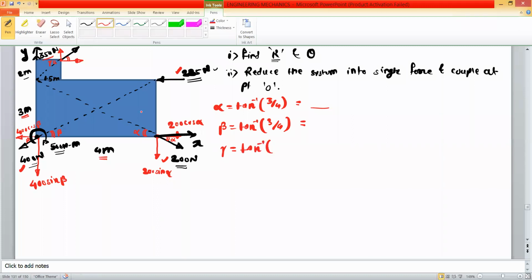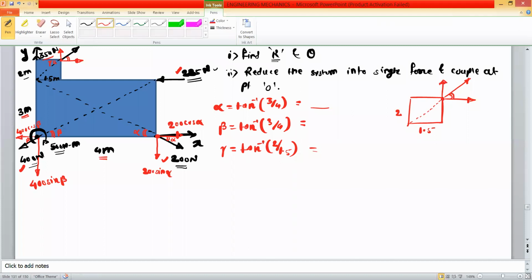tan inverse. Its opposite side is 2 meter and adjacent is 1.5. So this is 1.5. So if you observe the small rectangle, then this is 1.5 meter given, this is 2 meter, and the line of action of the force 100 Newton is exactly along the diagonal of that rectangle. Okay, so this is the resolution.